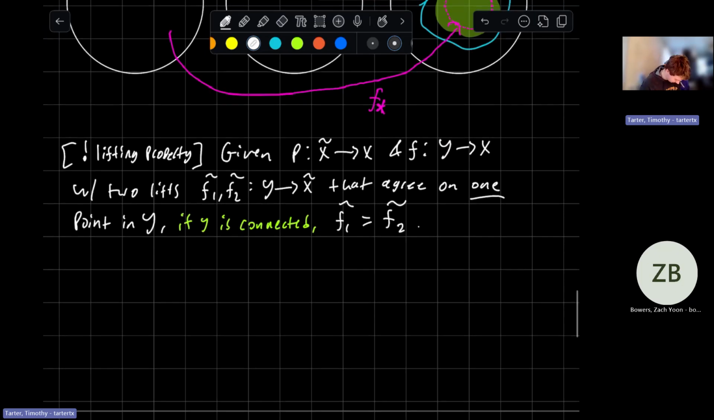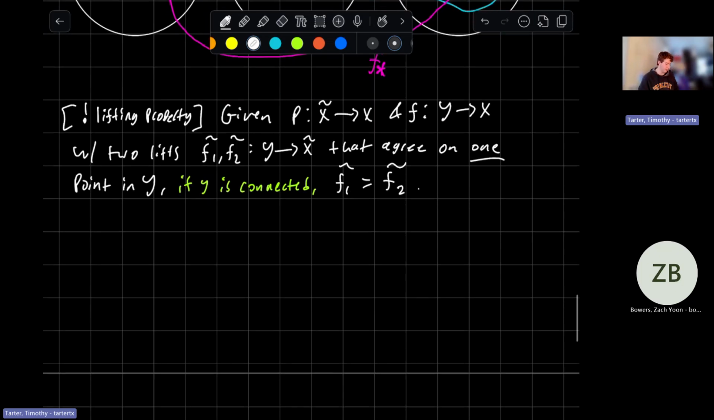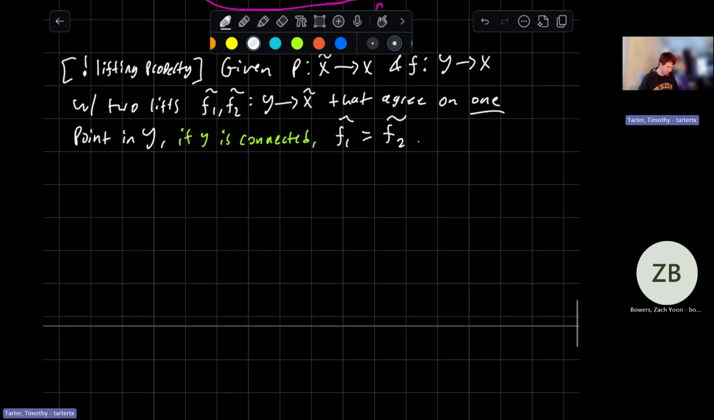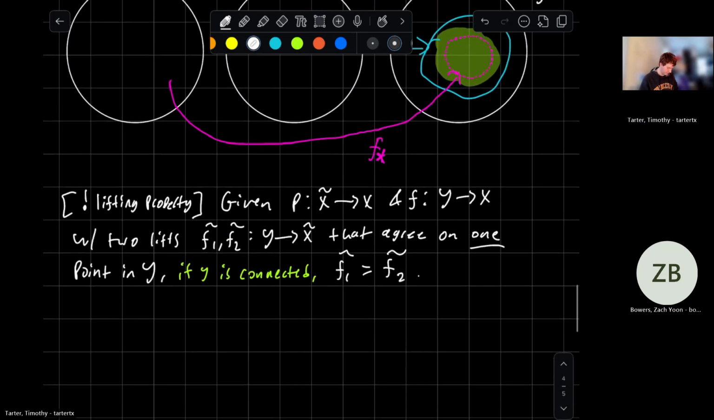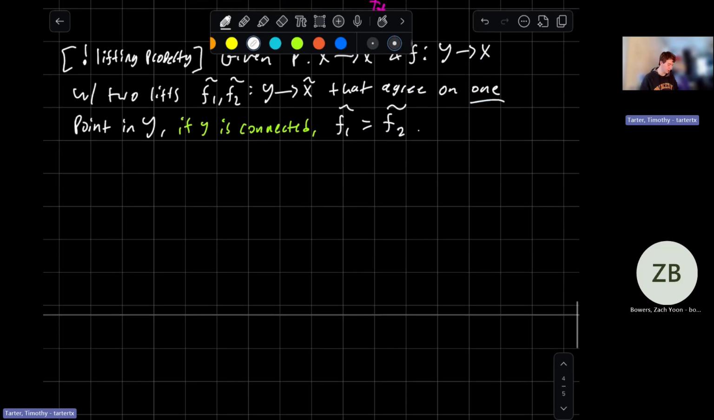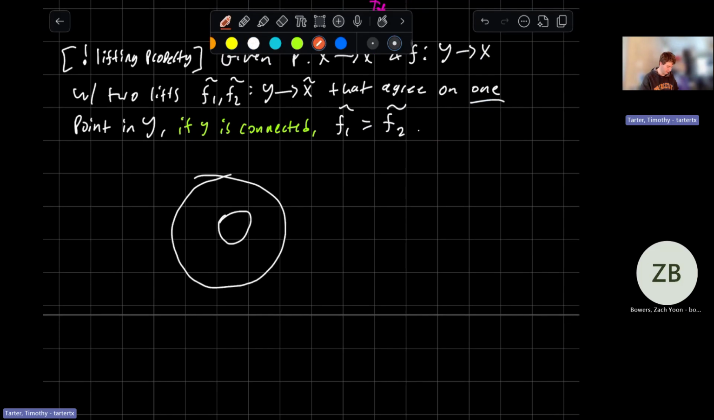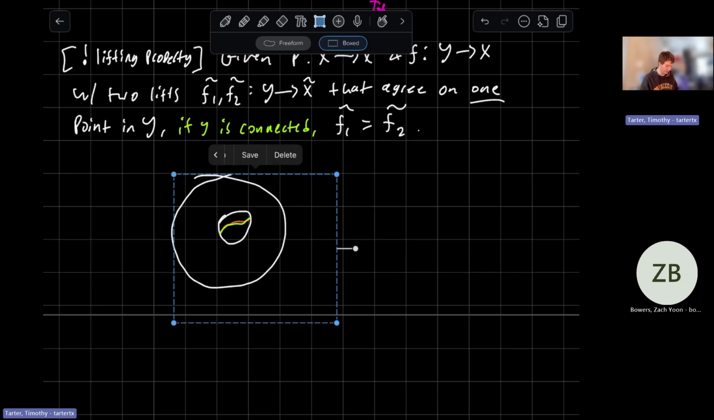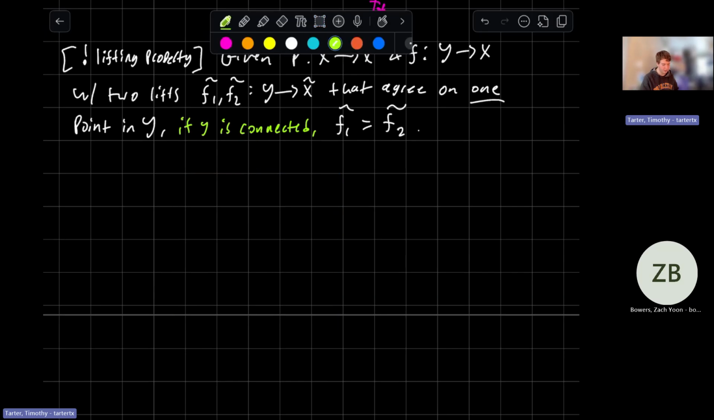I think there's an interesting connection here to algebraic geometry, the notion that if two morphisms agree on an open subset, they have to be the same morphism. But I don't know if that's actually connected, but I think it might be. The proof doesn't look too bad, so let's go through this one.